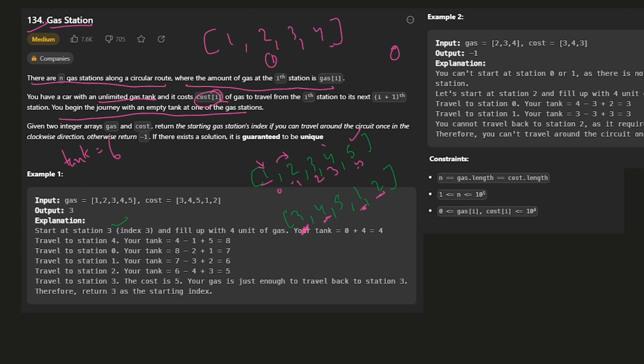So we can move to the next one, that is required 4 amount. 6 minus 4 is nothing but 2. 2 plus 3 is nothing but 5. So we have now 5 in our tank.